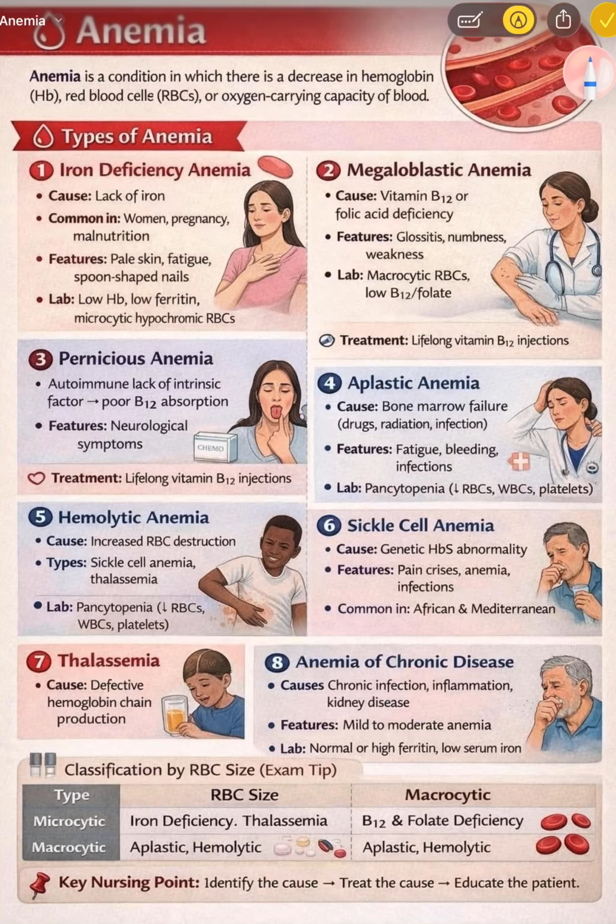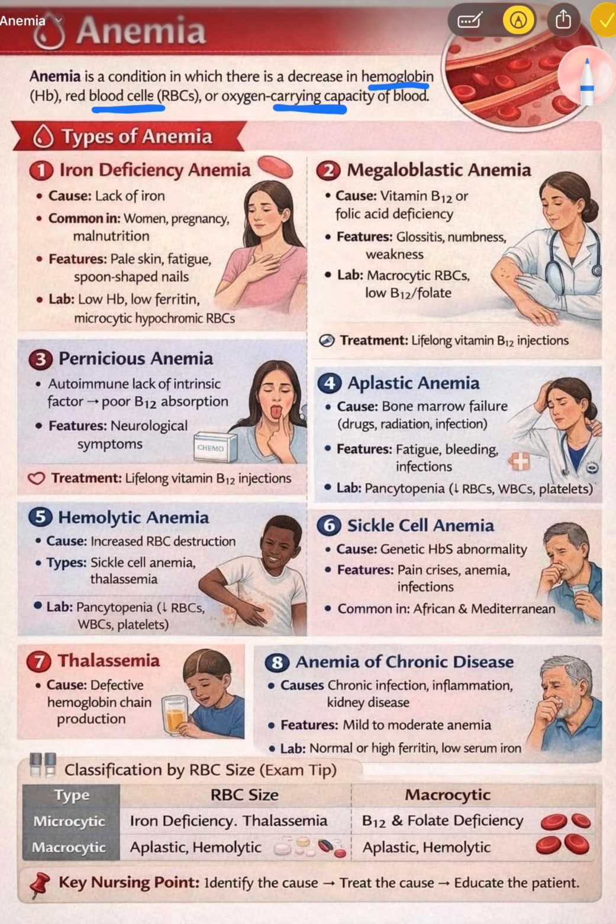Anemias. Anemia is a condition in which there is a decrease in hemoglobin, red blood cells, or oxygen carrying capacity. Hemoglobin, RBCs, and O2 carrying capacity. Now, there are types of anemia. There are 8 basic types.